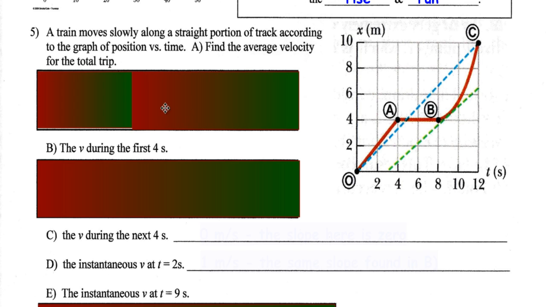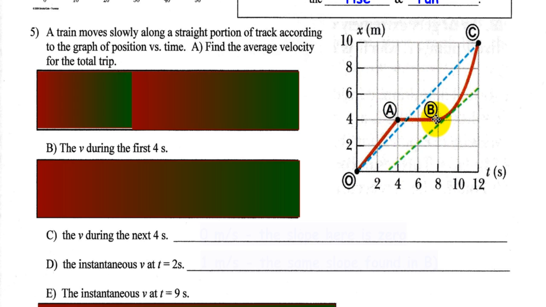Another example, number 5: a train moves slowly along a straight portion of a track. According to the graph of position versus time, find the average velocity for the total trip. So this whole line in here, to A, to B, to C, is your change in position over time. So you can see from the origin to A, the train was moving at a constant speed because it's a constant slope.